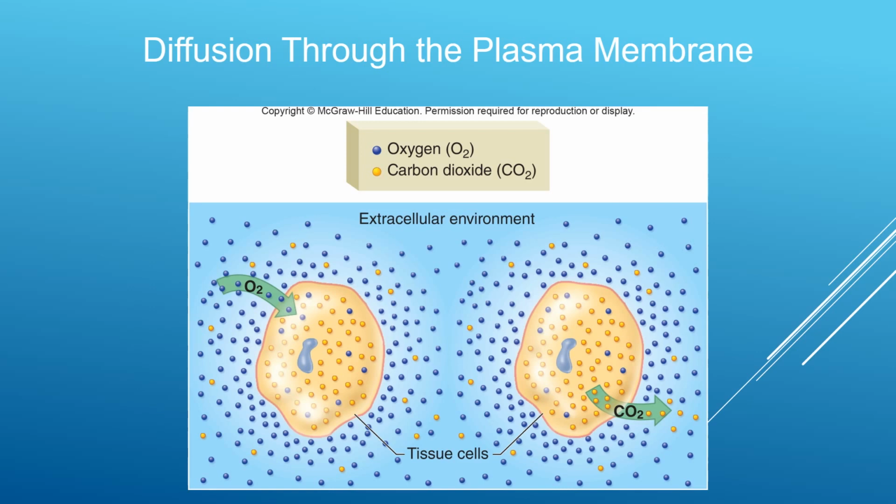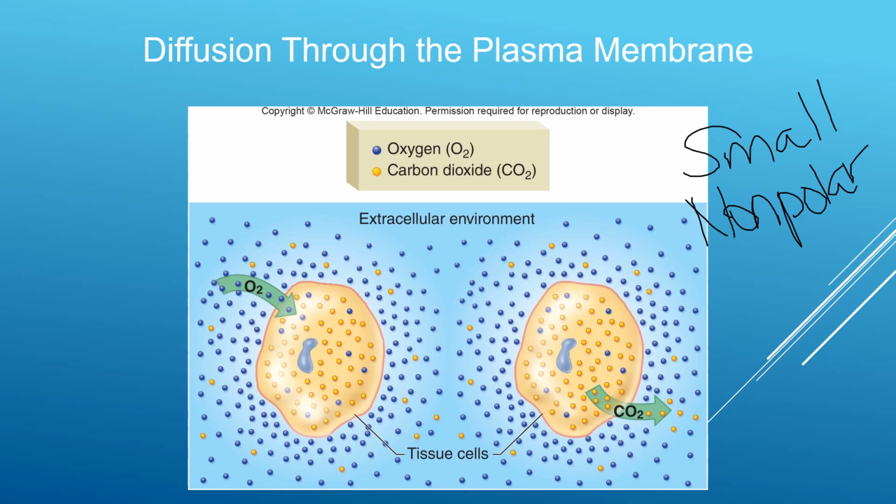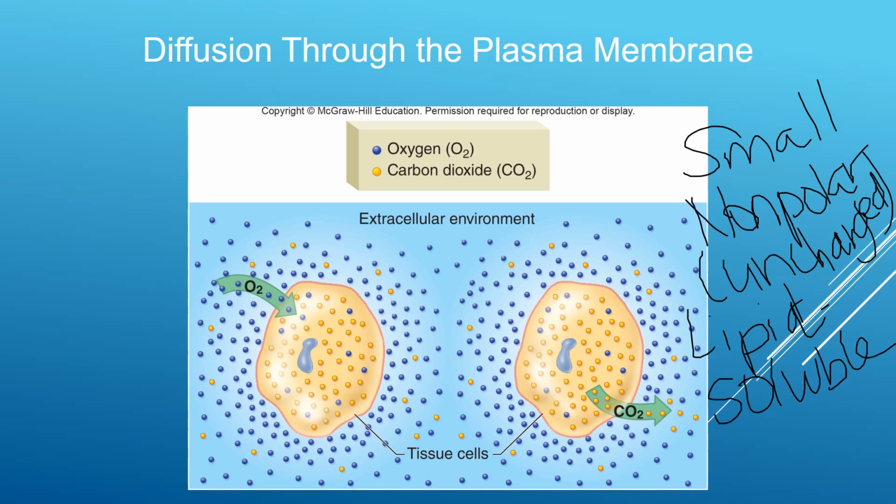So when we look at the body, we have diffusion occurring through the plasma membrane. And so what we have are small and nonpolar molecules. If you remember, nonpolar are going to be uncharged, okay? Meaning that they don't have a plus or minus associated with them. And also lipid soluble because of that lipid bilayer. These molecules pass easily through the lipid portion of the membrane. Examples of this include oxygen and carbon dioxide, and also small steroid hormones.